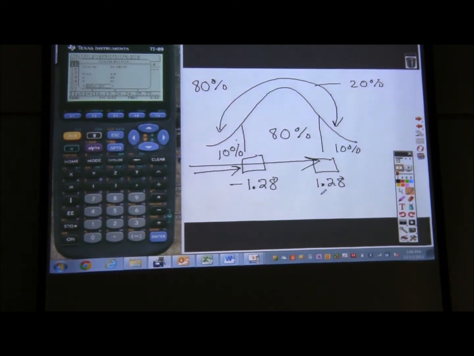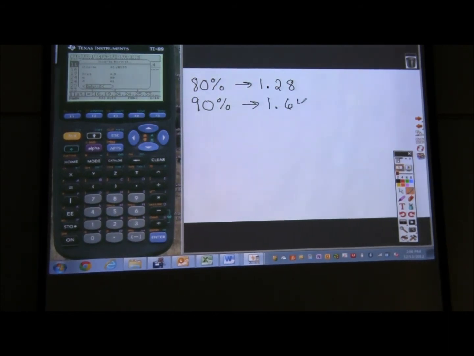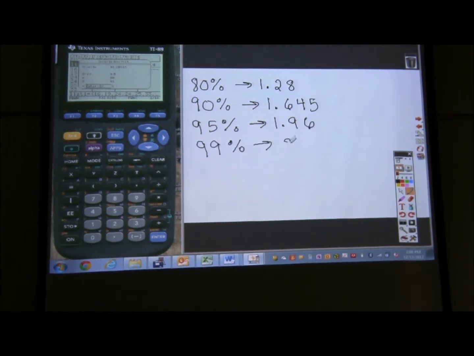I would recommend that you write down the critical values in your notes for the following confidence intervals that are the most common ones that you need to have. 80% is 1.28. 90%, 1.645. 95%, 1.96, 99%, 2.58.